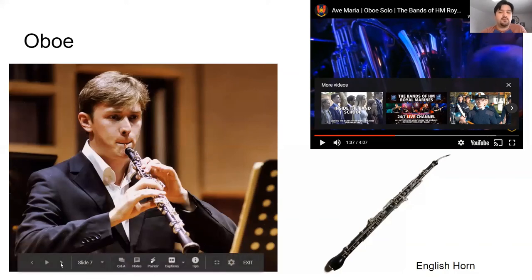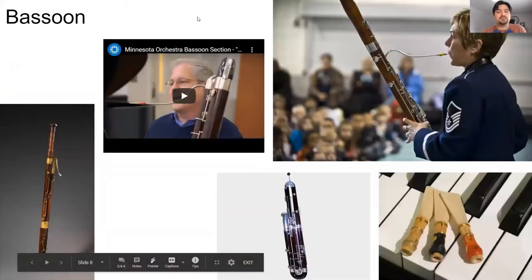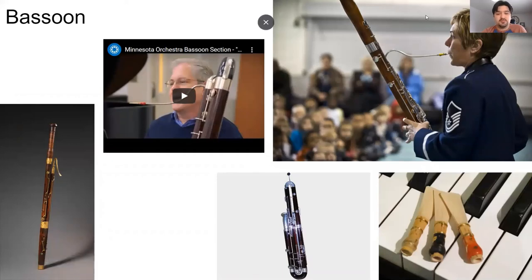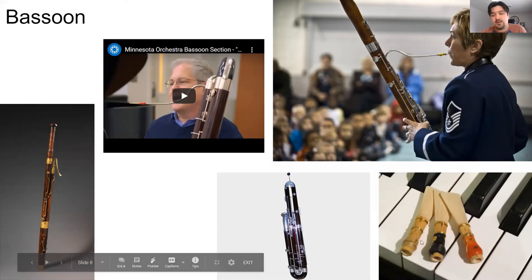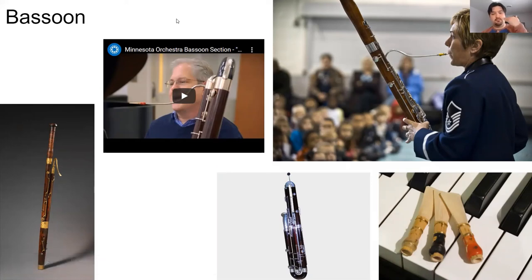Now we have one more that we're going to look at today. And that's called the bassoon. Now the bassoon is another double reed instrument. In fact, if you look at the bottom right, we have a few of their reeds here on the piano, and it works the same way as the oboe. Put it all in your mouth and blow.